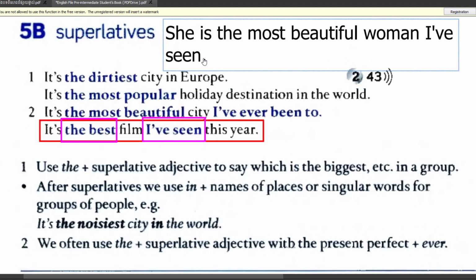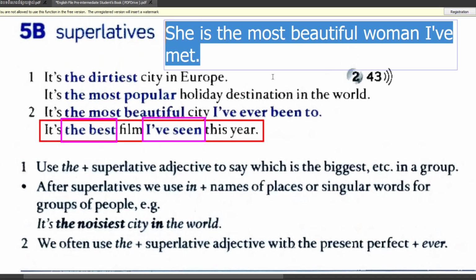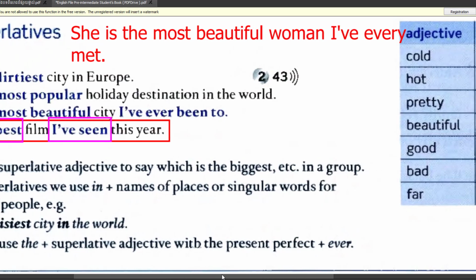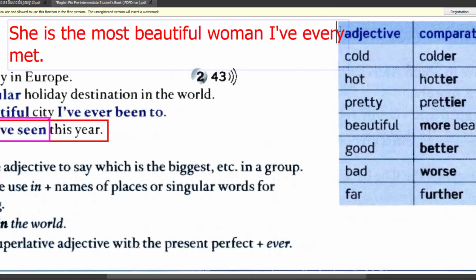So what does it mean? I use "seen" here, or use "met"? Okay. Is it correct? She's the most beautiful woman I've ever met. Okay.